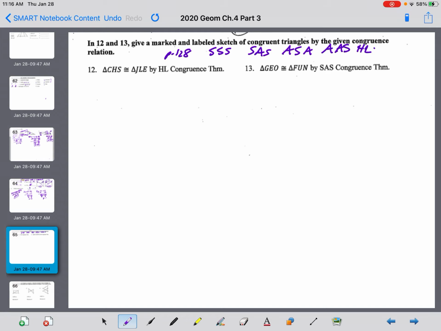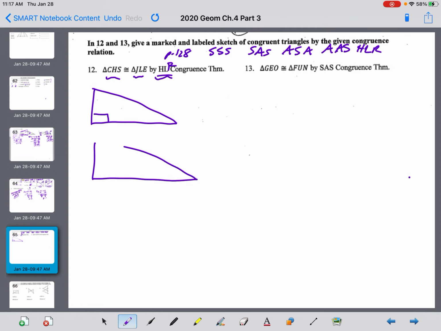Whoops, I forgot the S there. Hypotenuse leg right angle. So this one wants us to draw a sketch of triangles and label it. So they want us to use CHS and JLE, and they want us to make a couple of triangles that are marked up as HLR. So for this one, we have to draw a couple of right triangles. So just draw yourself a couple of generic right triangles that kind of look like they're congruent. They don't have to be perfect. Put a right angle in them.